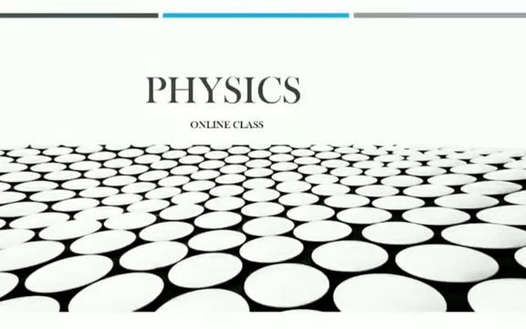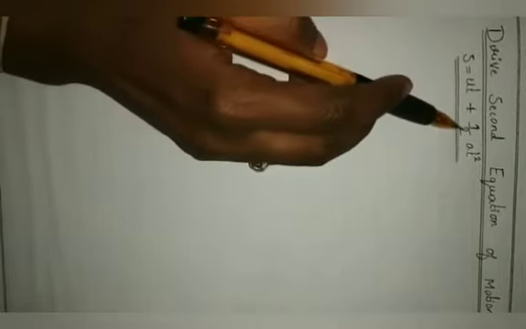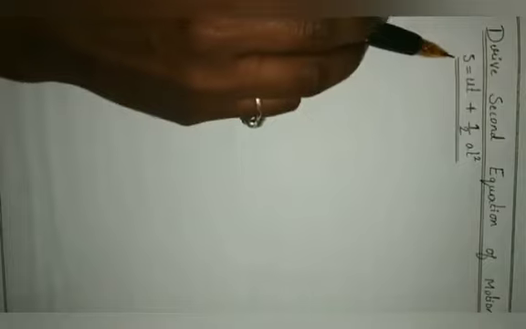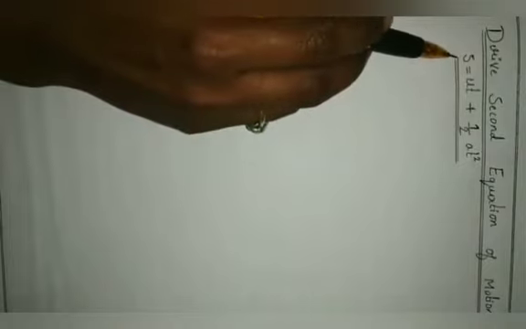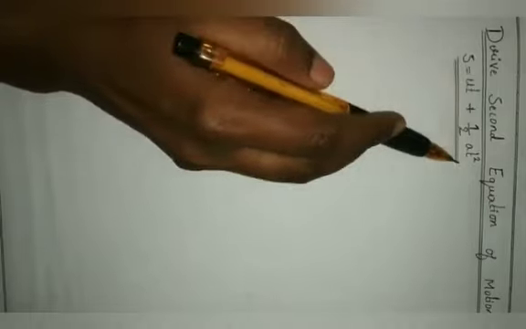In this class we'll derive the second equation of motion, that is S = ut + ½at², with the help of the same velocity time graph.